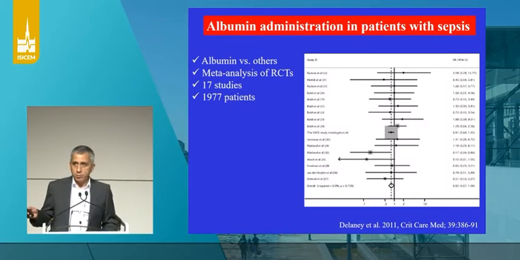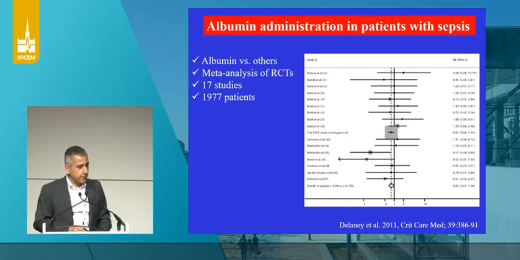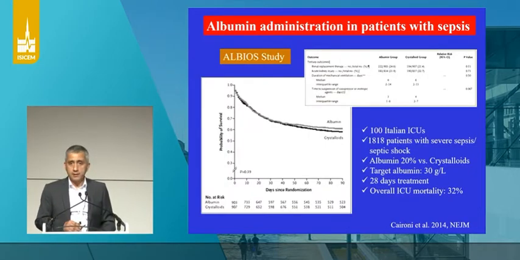Not because it's a volume replacement therapy alone. It may also be beneficial to give albumin because it is a drug that may exert anti-inflammatory and immune modulatory effects. And that has been shown nicely in this meta-analysis. And that may have been the reason that the Albus study was conducted in Italy.